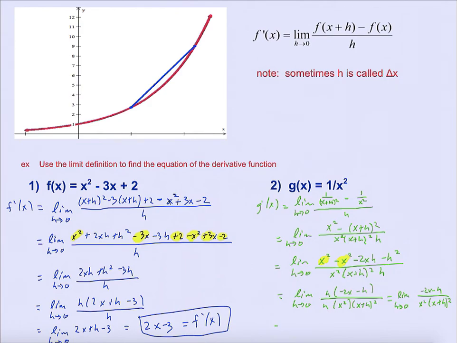And what that leaves me with is do the direct substitution. Negative 2x minus h becomes negative 2x minus 0. And the x squared and x plus h squared, well, x plus h is just x. So that's x squared, or x to the fourth. And of course, we can cancel out one of those x's. We get negative 2 over x cubed. That is g prime of x. And so those are a couple of examples of using the limit definition of a derivative function to find the derivative.